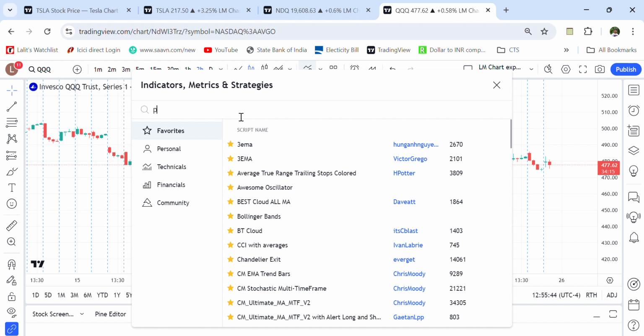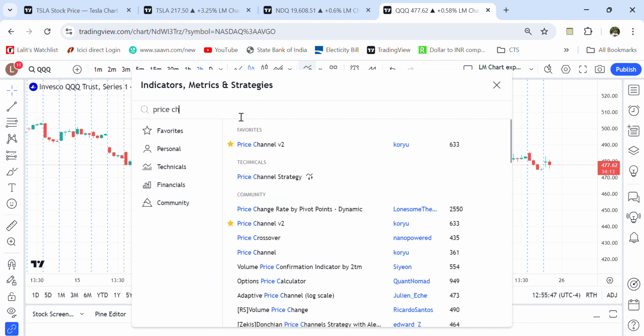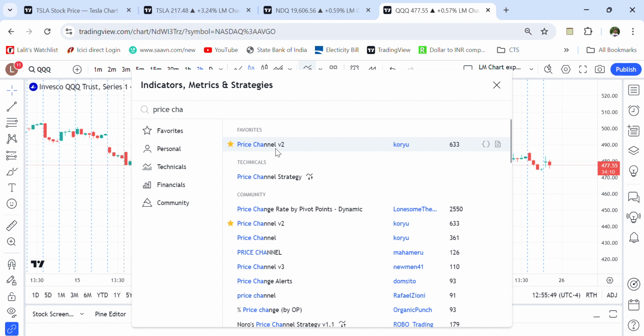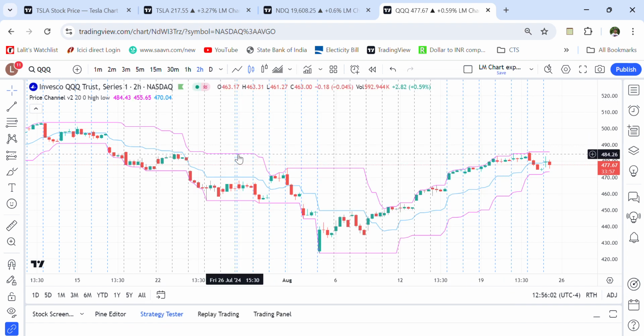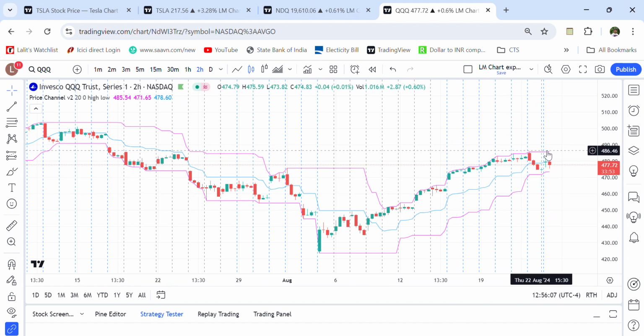We search for the indicator and we type price channel. The one I'm talking about is Price Channel version 2 V2 by Coryu, and it has 633 likes. I have added that price channel indicator on my chart, and here, as you can see, there are three lines. The top one is a kind of resistance, the bottom one is a kind of support, and the middle one is a kind of center line.